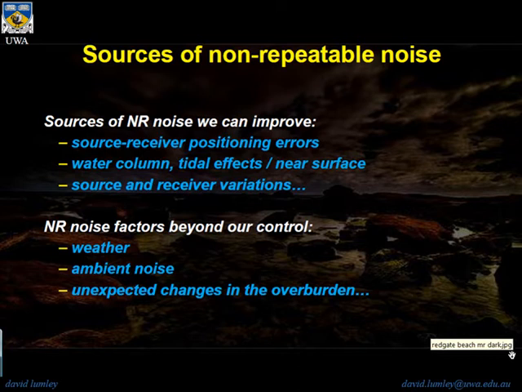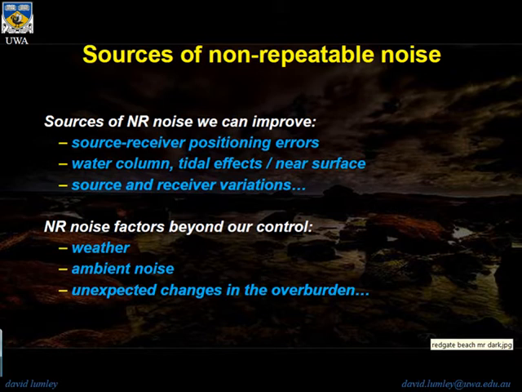So the first part: how do we beat down the noise so that we can see smaller and smaller signals? Well, what are these sources of noise? It's non-repeatable noise, the fact that we can't repeat the experiment exactly each time. Sources of non-repeatable noise that we can improve are things like source and receiver positioning errors. Also, effects in the water column or near surface.